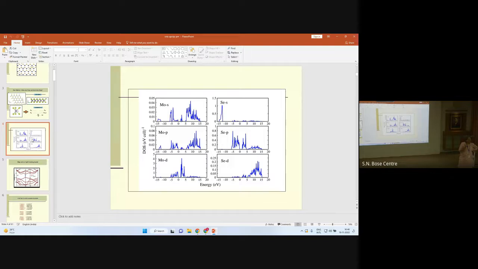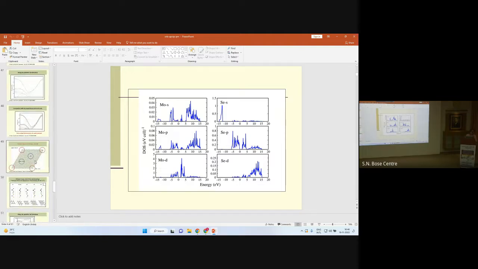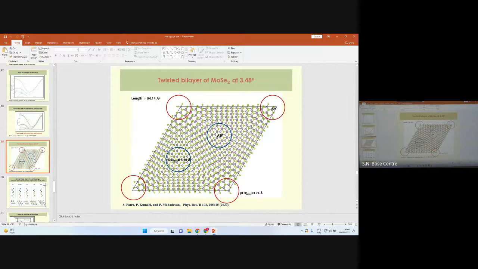Thank you. I have another question with the twist system. When you are rotating one layer on top of another layer, does the interlayer separation also change? That's what I showed you in the 3.48, where I have two different types of stacking. Where there is atom on atom, it likes to be far apart, whereas a staggered stacking likes to be closer. For instance, here it's atom on atom, so it likes to have an interlayer spacing around 3.74, whereas over here it is a staggered stacking, so it likes to be around 3.2 angstroms.